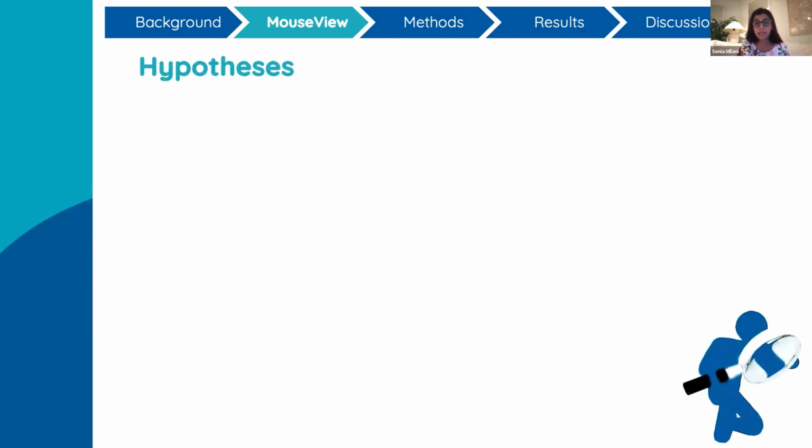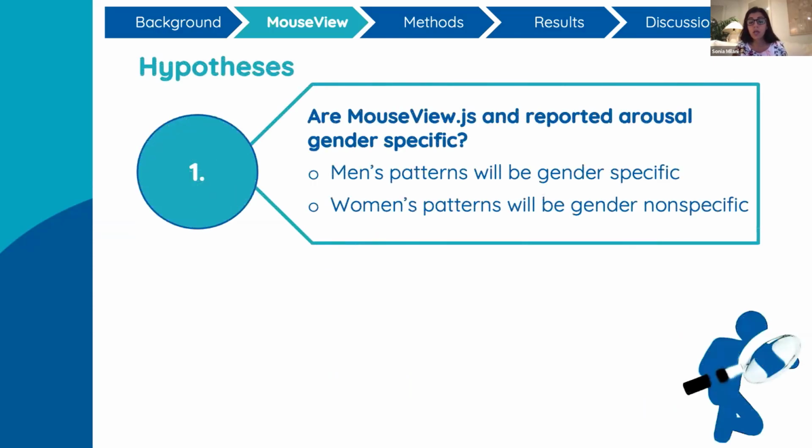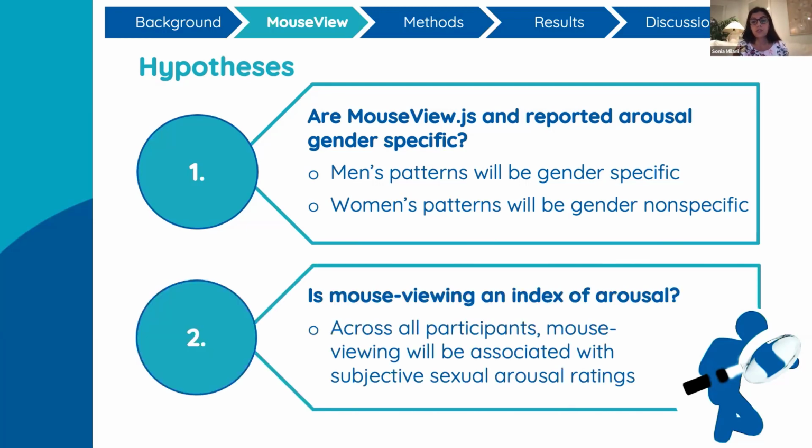In terms of hypotheses, for our first research question, we predicted that MouseView will reveal gender specificity for mouse viewing and sexual arousal, meaning that men will show gender-specific patterns and women will show gender non-specific patterns. And for the associations between mouse viewing and sexual arousal, we predicted that mouse viewing will be associated with subjective sexual arousal ratings.